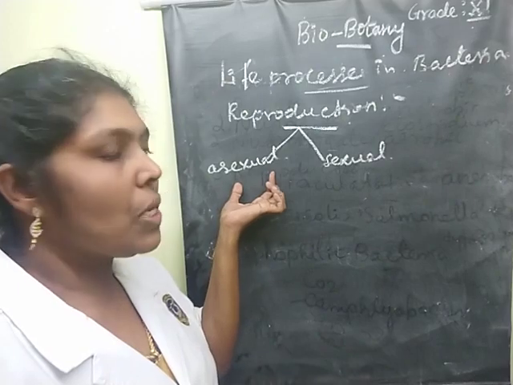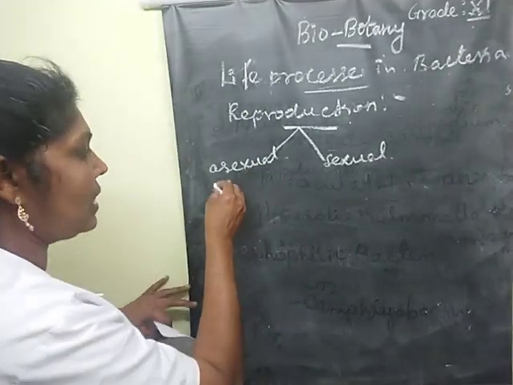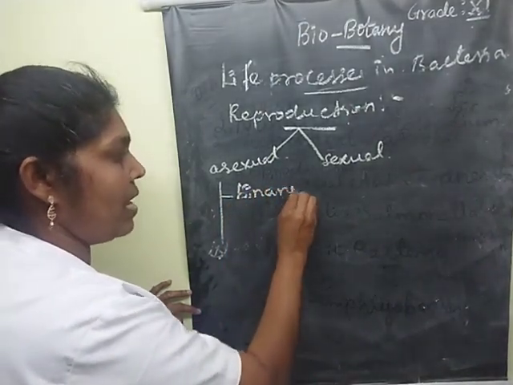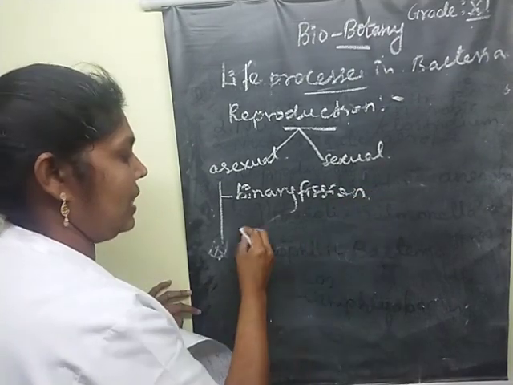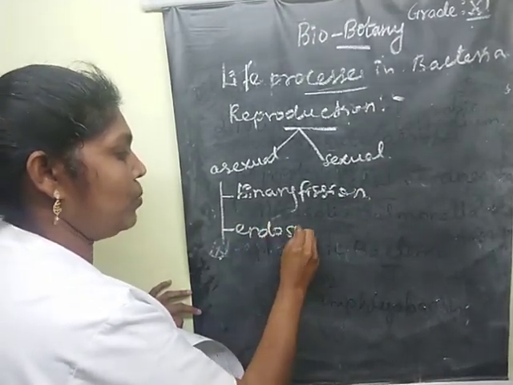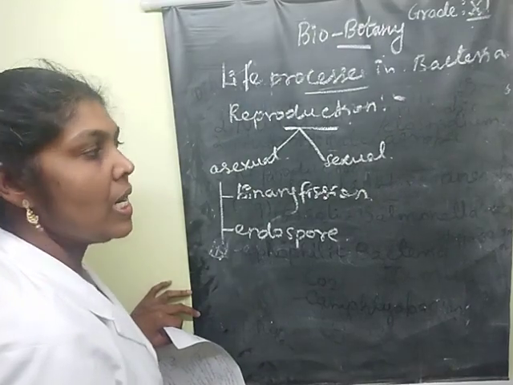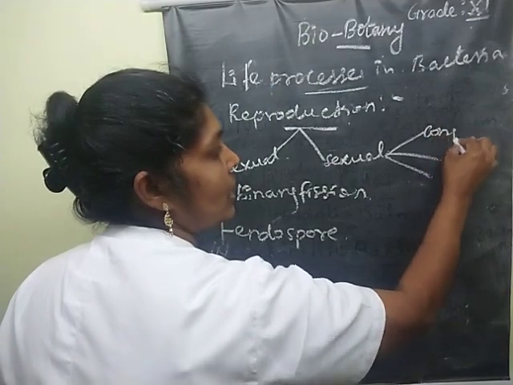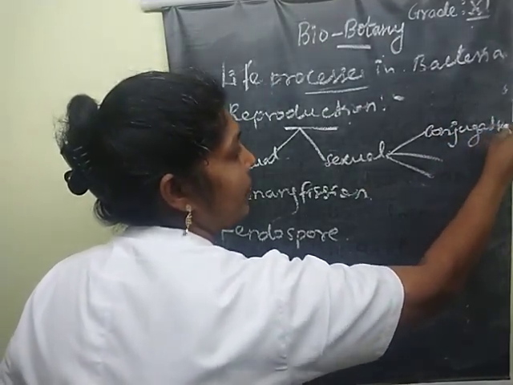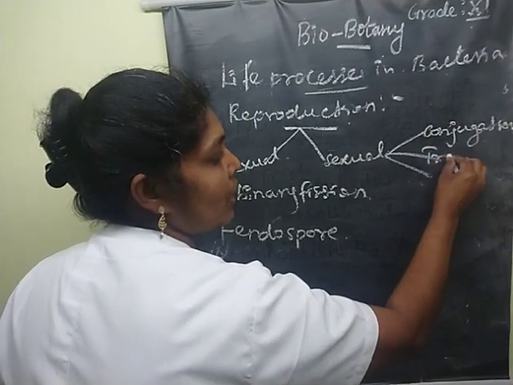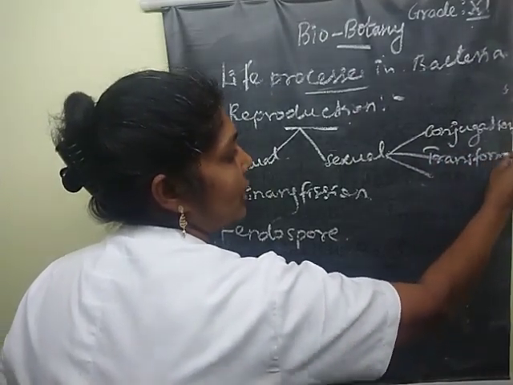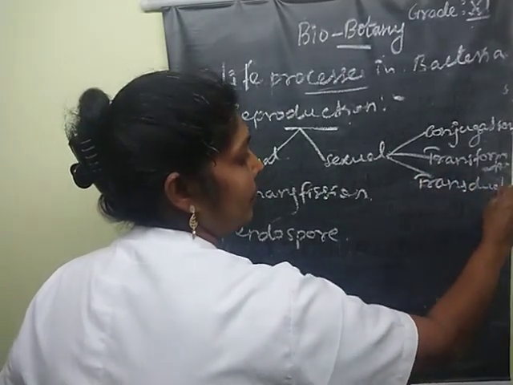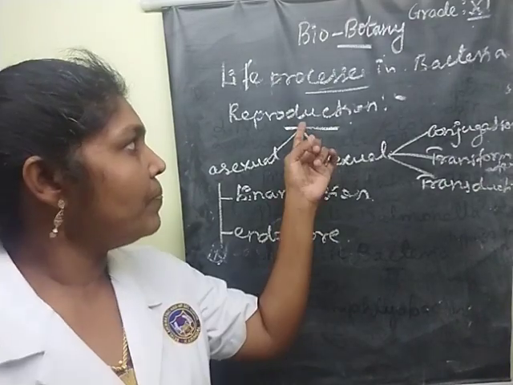Here, asexual reproduction in the bacterial cell comes under 2 types: binary fission and endospore formation. Clear? Then sexual reproduction comes under 3 types: conjugation, very good, then the second one, transformation, and transduction. Clear, children?